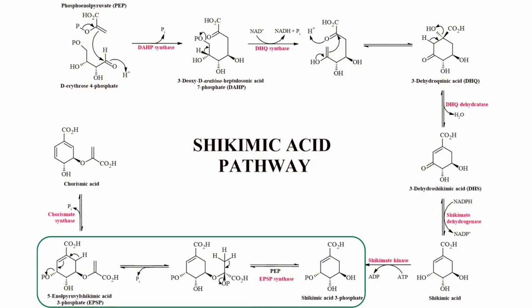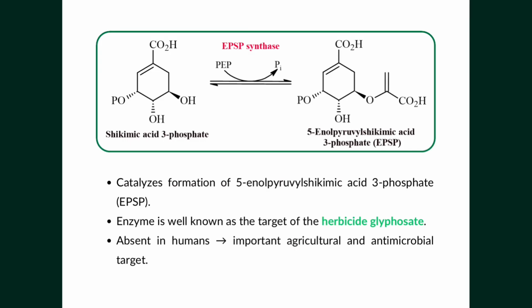The third key enzyme in this pathway is EPSP synthase. This enzyme catalyzes a late step in the pathway, leading towards chorismic acid formation. EPSP synthase is well known as the target of the herbicide glyphosate, and it is absent in humans, making it an important target in agriculture and antimicrobial research.